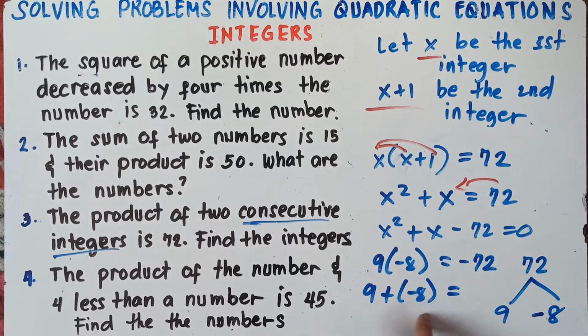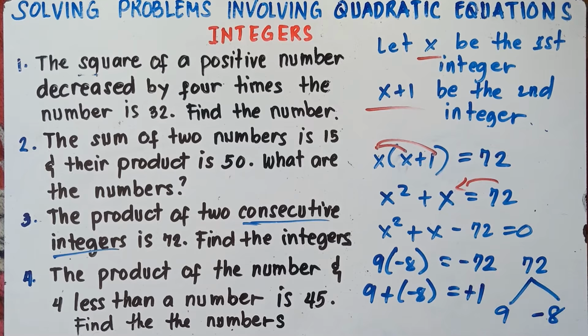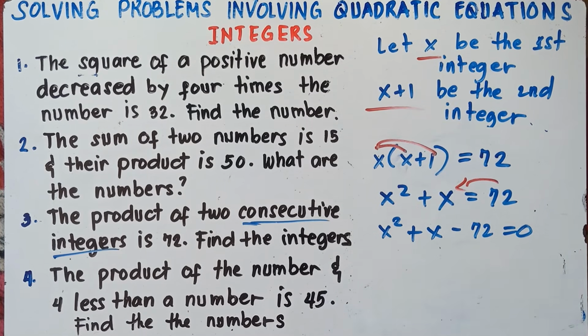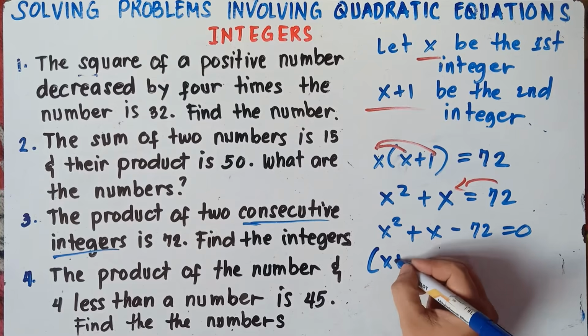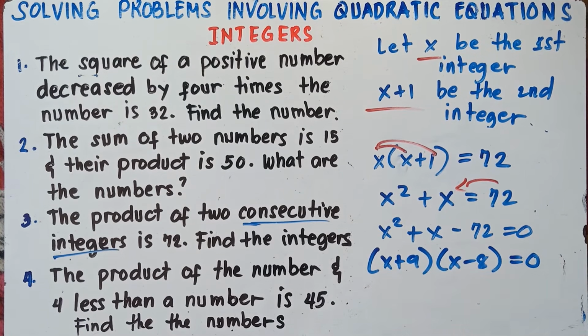Adding integers, if the signs are not the same, you subtract. 9 minus 8 is 1, and copy the sign of the larger number. 9 is greater than 8, so we have positive 1. Therefore, 9 and negative 8 are the factors. So this will be x plus 9 and x minus 8 equals 0.